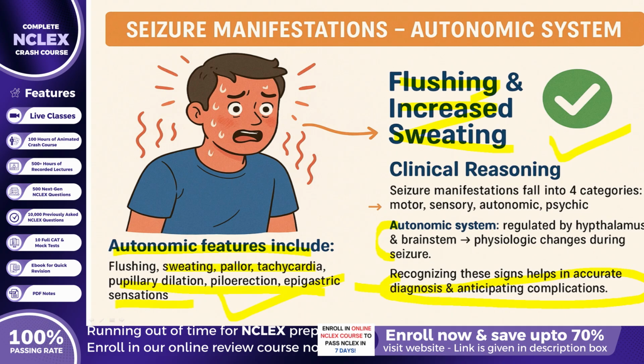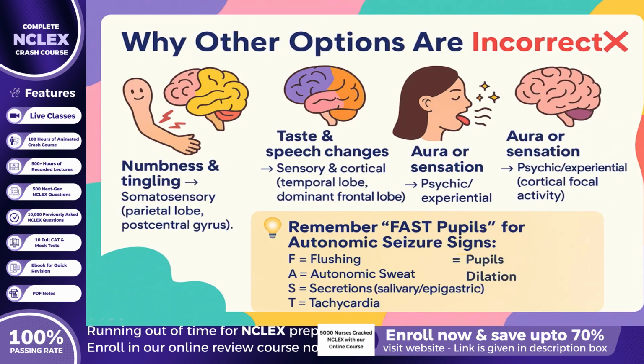Now, let us analyze why the other options are incorrect. Looking first at option 1, numbness and tingling of the hands represent somatosensory manifestations of seizures rather than autonomic ones. These occur due to cortical involvement of the parietal lobe, especially the postcentral gyrus, which processes sensory input. Although important diagnostically, they do not reflect autonomic activity.